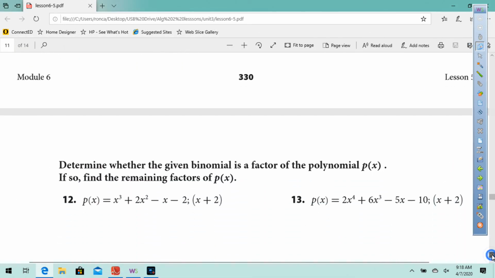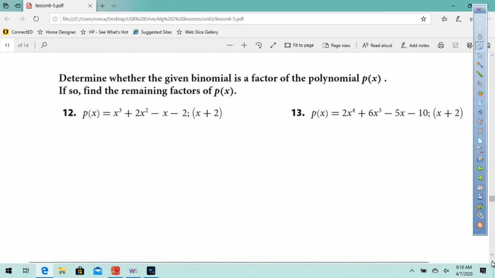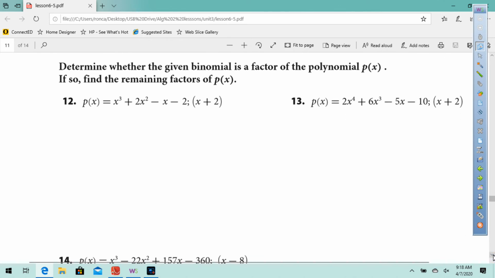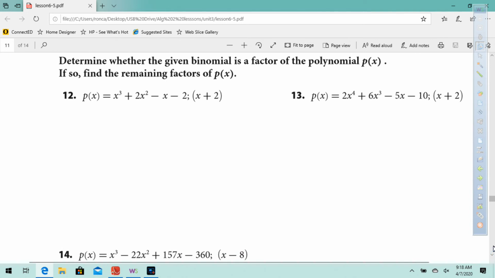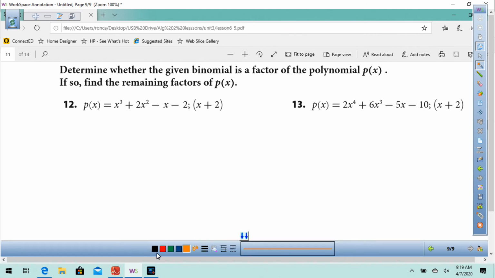All right, determine whether the given binomial is a factor of the polynomial p of x. If so, find the remaining factors of p of x. Okay, there are several ways to do this. Probably the easiest way, and that's what we're about. We're about solving things the easiest way. That's what Algebra 2 is about, solving problems the easiest way.